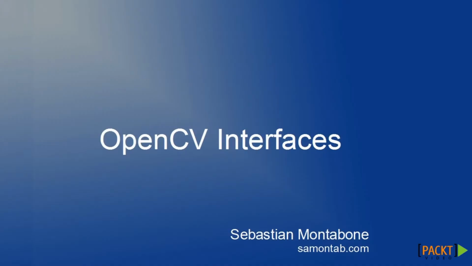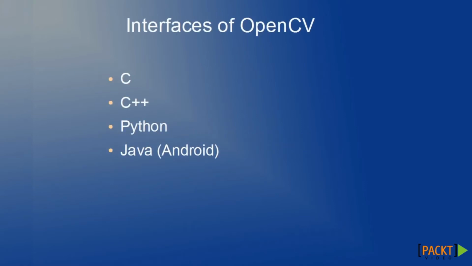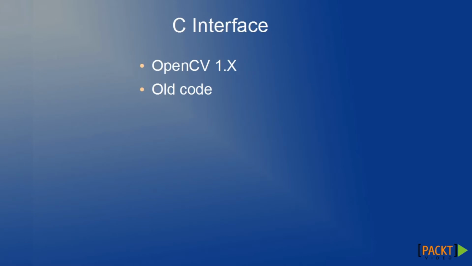In this video, I'm going to show you the different OpenCV interfaces. The main interfaces of OpenCV that it currently has are C, C++, Python, and Java. The C interface was the first interface to OpenCV. OpenCV 1 used this interface, and it has been around for many years.